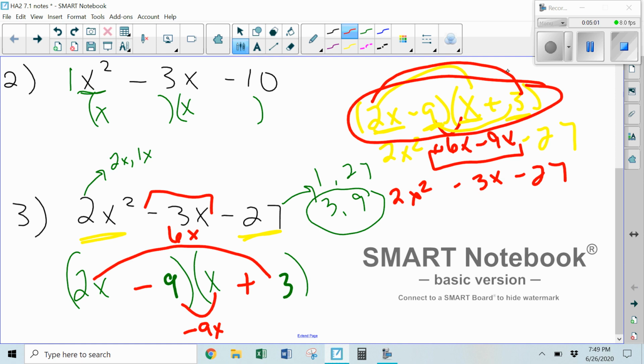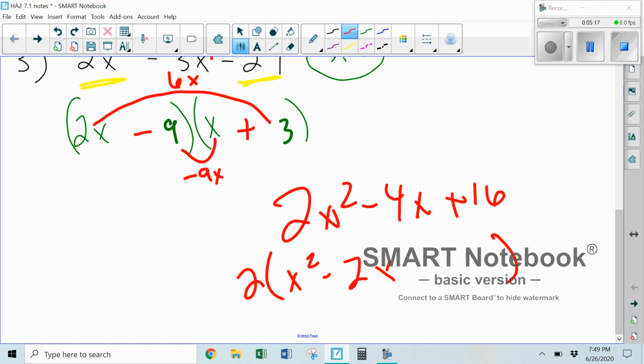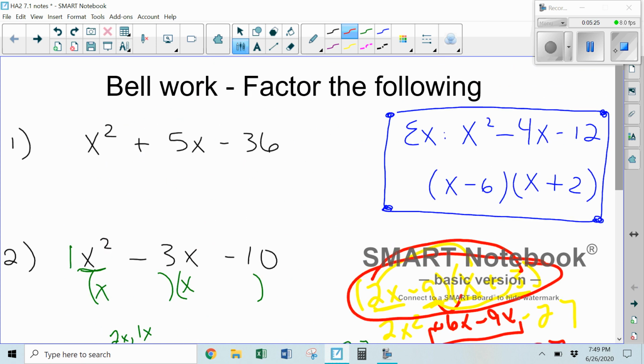Don't forget to always look for a GCF. So let's say I have a problem, 2x squared minus 4x plus 16. They have a 2 in common, so you always want to factor out the GCF first. And then if you can factor further from here, you would do that. Okay, so just some factoring practice before we get into today's lesson, which is 7-1.